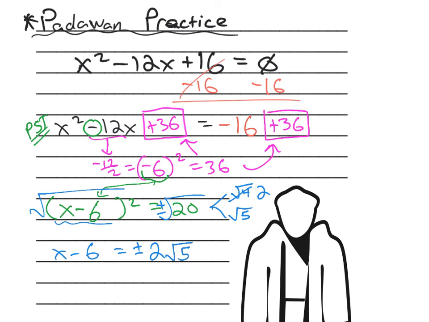My last step is to add 6. I can't add 6 to that 2 there, so it's going to be separate from it. So my answer will be x equals positive 6 plus or minus 2 root 5. Okay, it's irrational, so we're going to keep it in radical form. Those are my 2 roots.